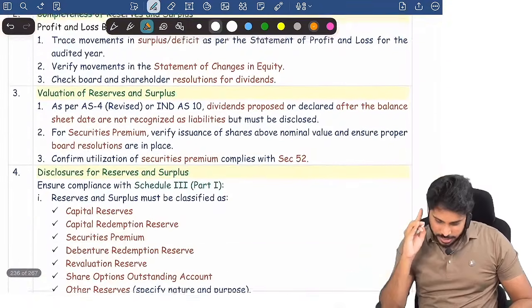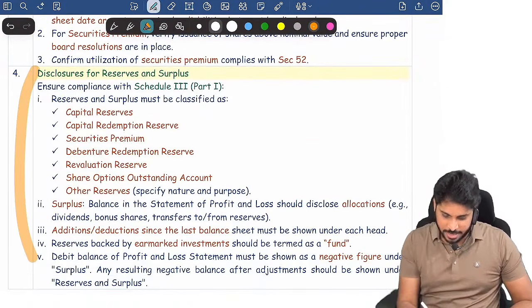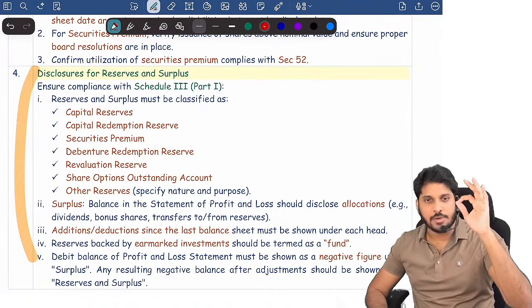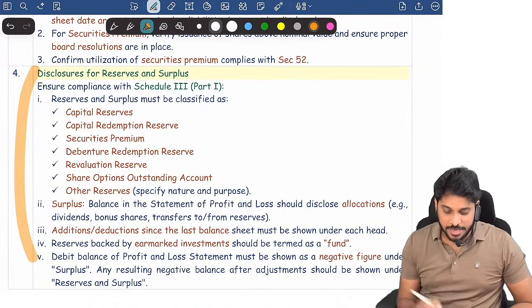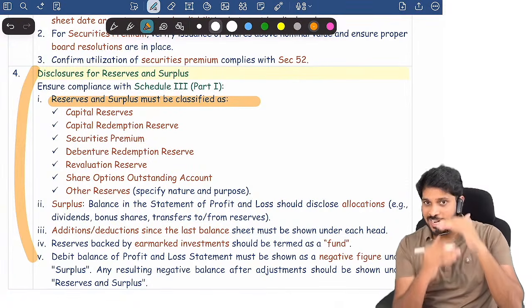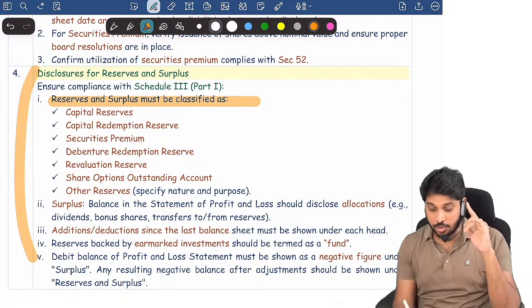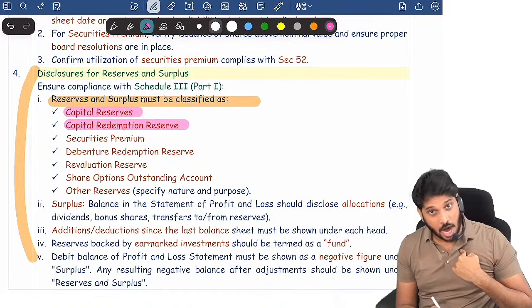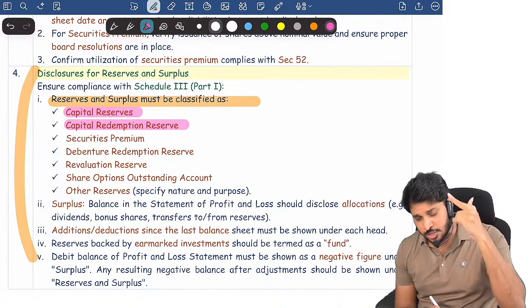That's it. Now, in this entire thing, disclosure requirement for share capital and reserves and surplus is most important. Now, how should we disclose reserves and surplus? We should classify as below. As per Schedule 3, reserves and surplus has to be shown as below. How much is capital reserve? How much is capital redemption reserve?